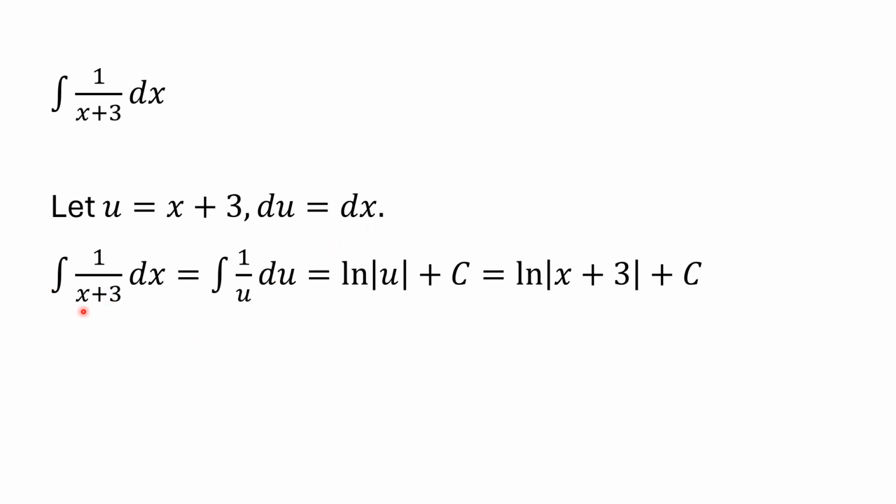So now I have the integral of 1 over x plus 3 dx is the integral of 1 over u du, and that is the logarithm of the absolute value of u plus c, which is the logarithm of the absolute value of x plus 3 plus c. Of course, x cannot be negative 3 because that would cause a problem here, and it would cause a problem here. So we're assuming here that things are all defined.